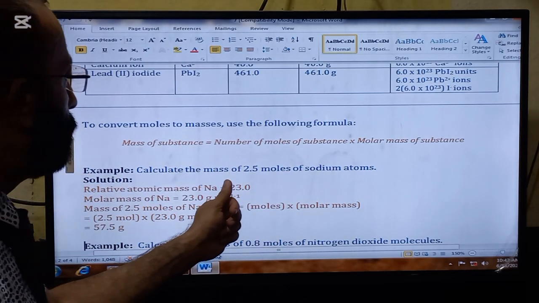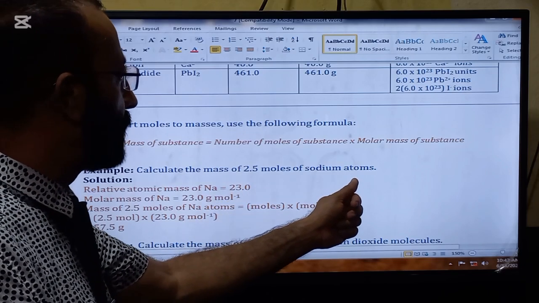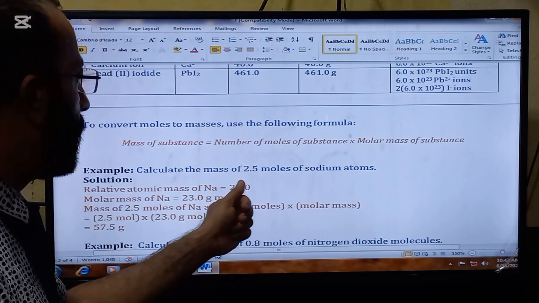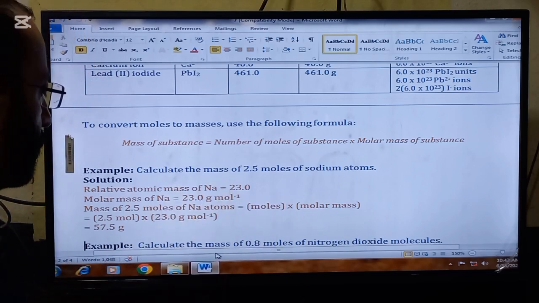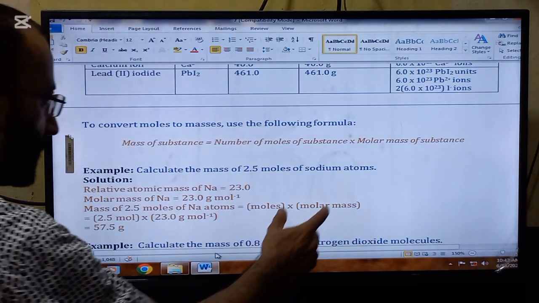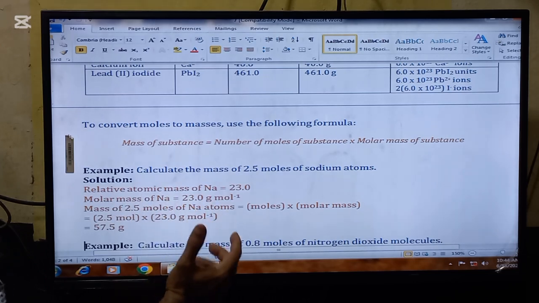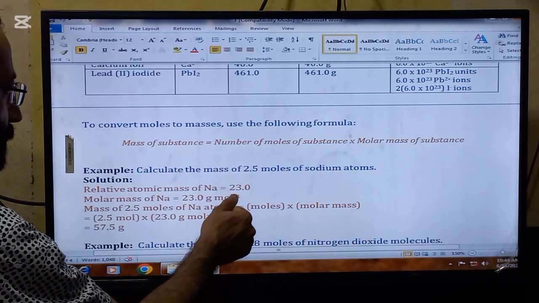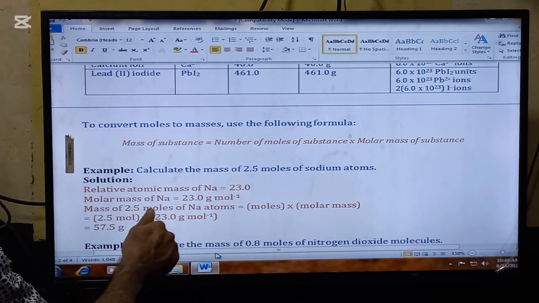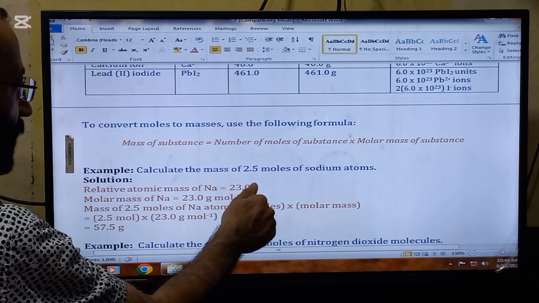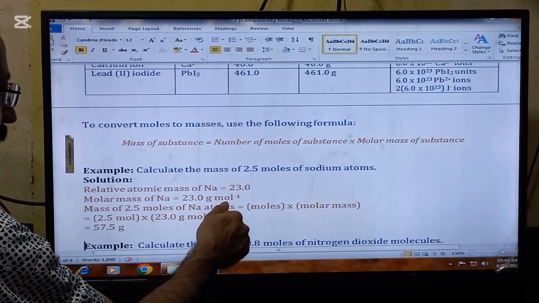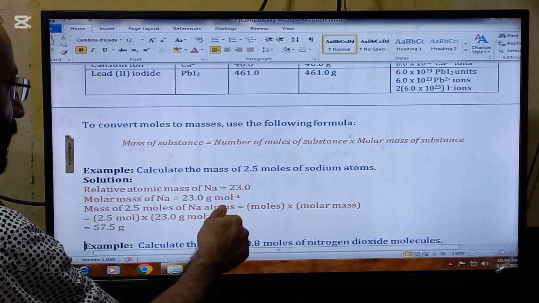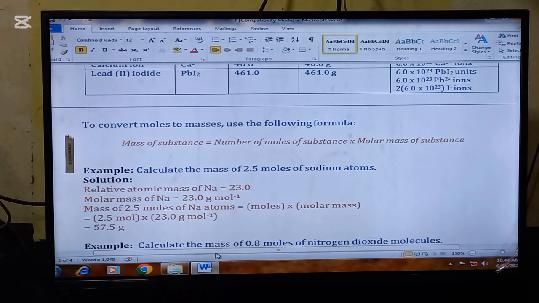Calculate the mass of 2.5 moles of sodium atoms. Look now, moles are given and the mass is the requirement. First, we will find the molar mass of the sodium atoms that we can check from the periodic table, that is 23. So the molar mass of sodium is, just put grams per mole with it, because grams per mole is the unit. So 23 grams per mole.